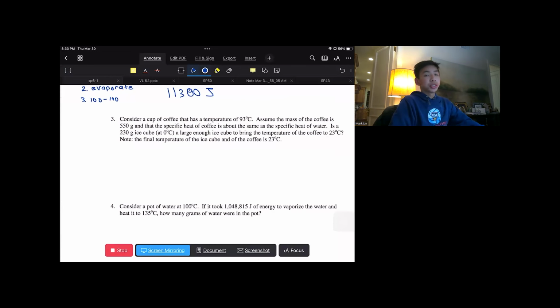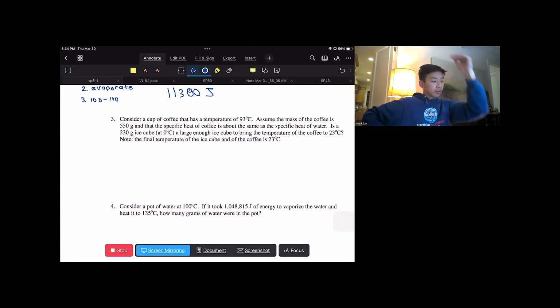So let's picture this out. We have an ice cube and we have a coffee cup. The ice cube is very cold, at 0 degrees Celsius, and this coffee cup is at 93 degrees Celsius. This is steaming hot. When we drop the cold ice into the boiling hot coffee cup, we're going to see the temperatures brought closer and closer.